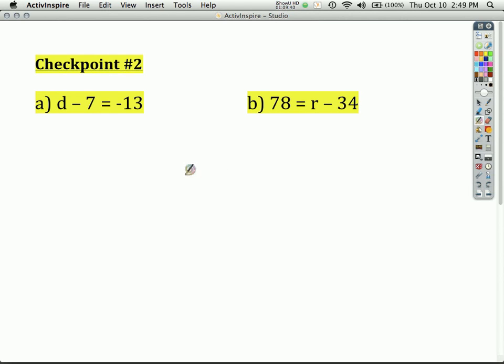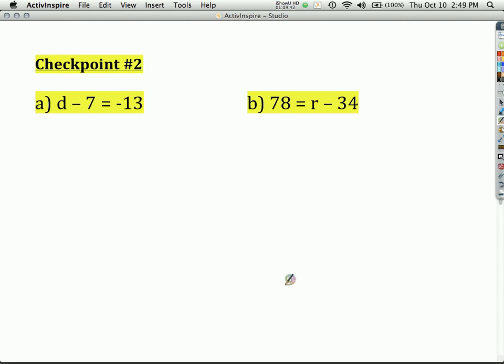100% success rate. Let's see how we did. Part A, what did we get? We got more volunteers. We're starting to build some confidence. We'll start with Mia, Jed Lee, and then Alex. Okay? D equals -6. The correct answer is D is -6. Very good. What about part B?